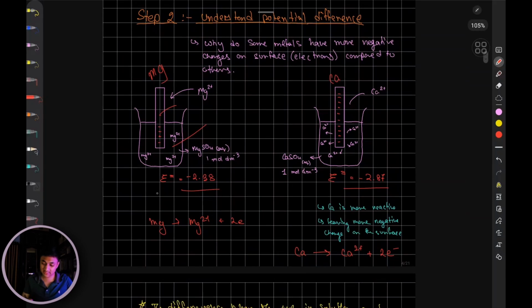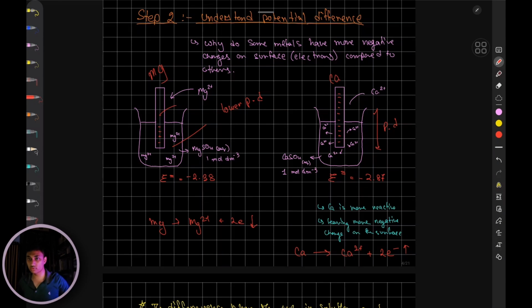Now, in this case fewer electrons are released. In this case, more electrons are released. As a result, there is a greater PD, potential difference, between the electrode and the solution for calcium. Lower PD in the case of magnesium, because fewer magnesium atoms are dissociating, so fewer electrons are released from the surface. That is why the electrode potential is more positive for magnesium, and more negative for calcium. That means more reactive.